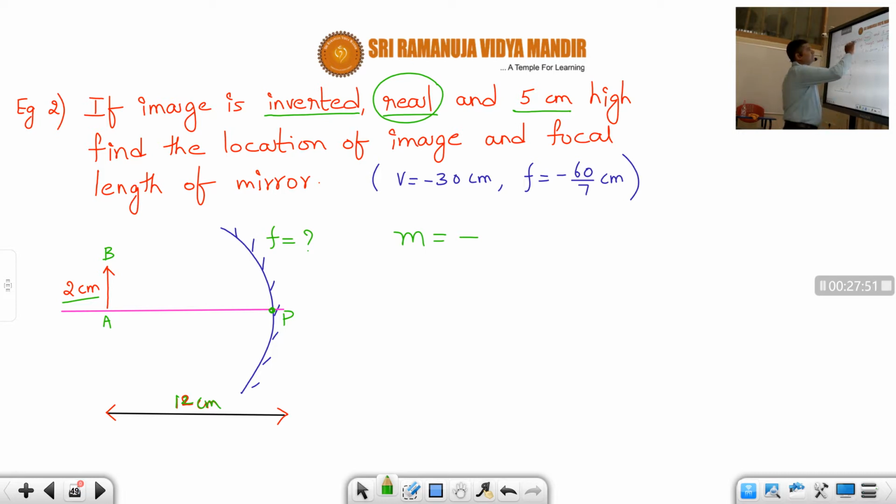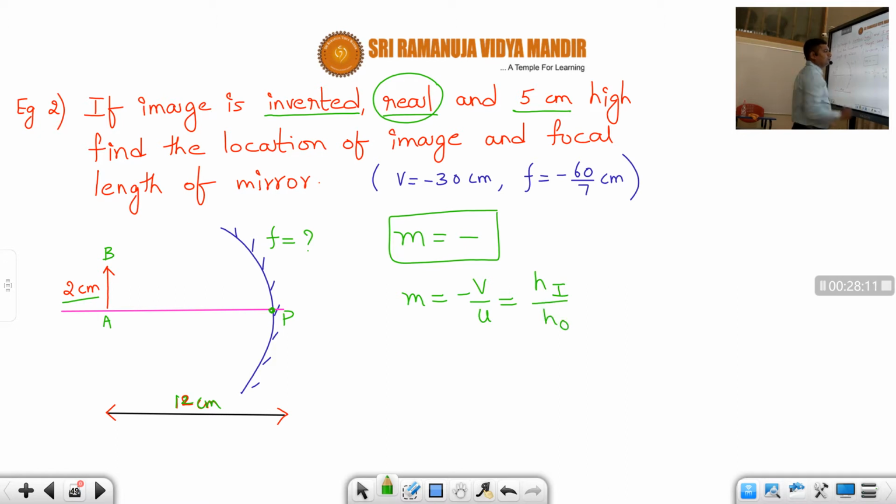Okay, students. So if the image is inverted, real and 5 centimeters high, we know the basic formula for the magnification. What is the formula for the magnification? M is equal to minus V by U is equal to height of the image by height of the object. Here all the quantities should be substituted with sign convention. They told that the image size is 5 centimeters. Clearly they mentioned it is real, inverted and 5 centimeters high.